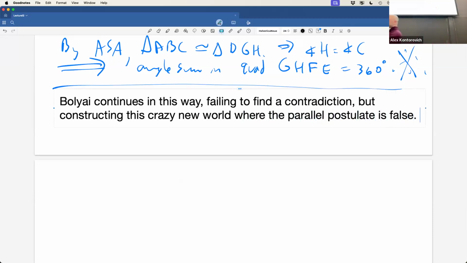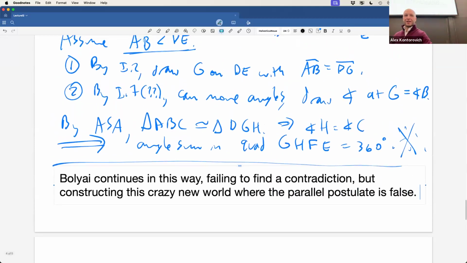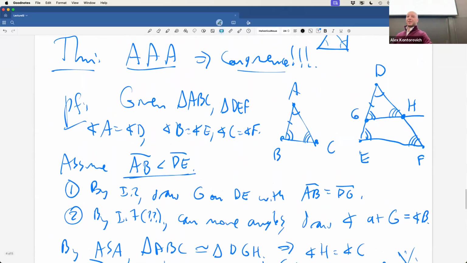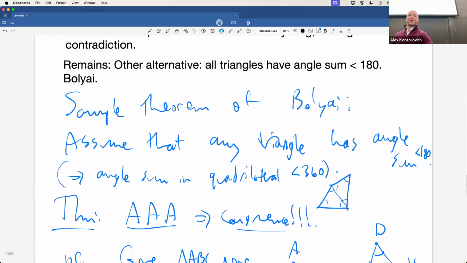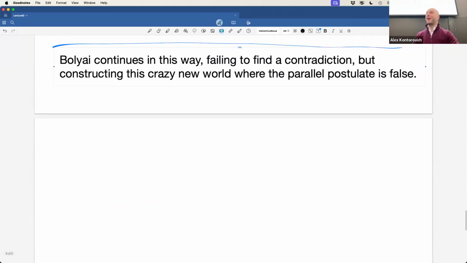Sorry. Clarify, this whole thing is from Bolyai, not from Gauss. At what point did we switch from Gauss to Bolyai? Yeah, so we're going to get to Gauss and Bolyai right now. I'll explain why I'm giving credit to both of them.